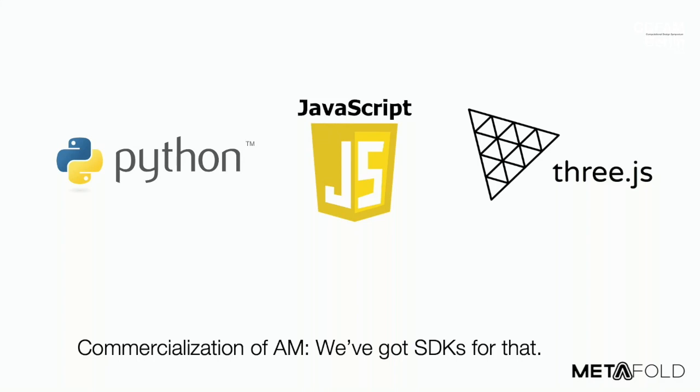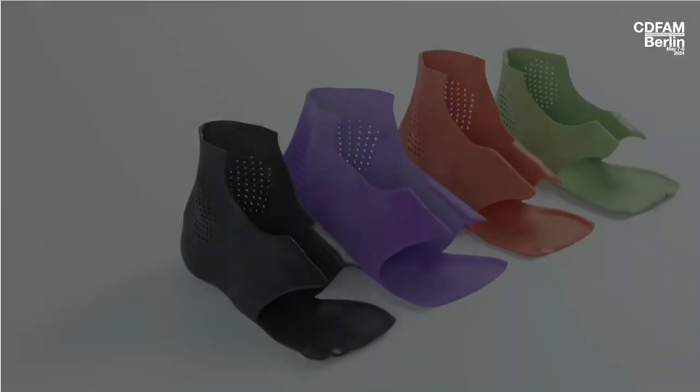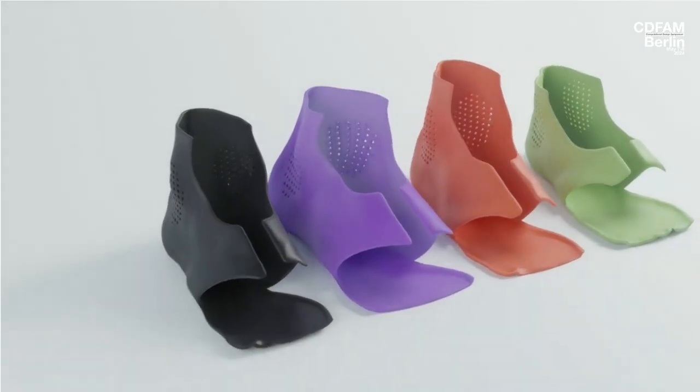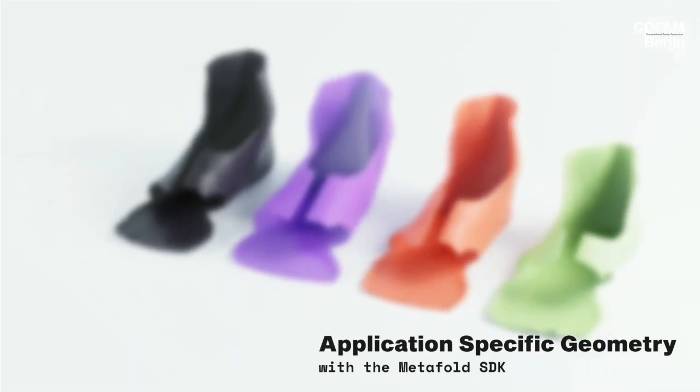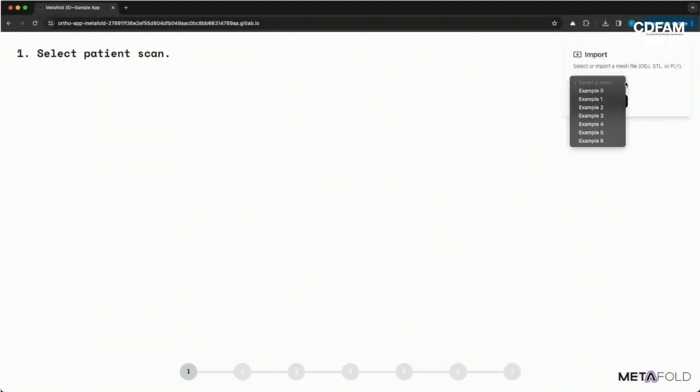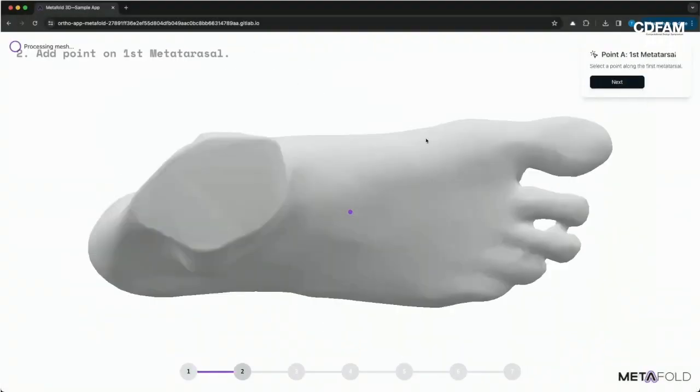So AM is growing. Part of the commercialization of 3D printed parts is being able to get them out into the world, and software is often the mechanism to do that. So as an example, this is a web application that we spun up as a demo. And please, we are not orthoticists, so don't look too carefully at the geometry itself. But the point is, this is a little web app that we built with our SDK.